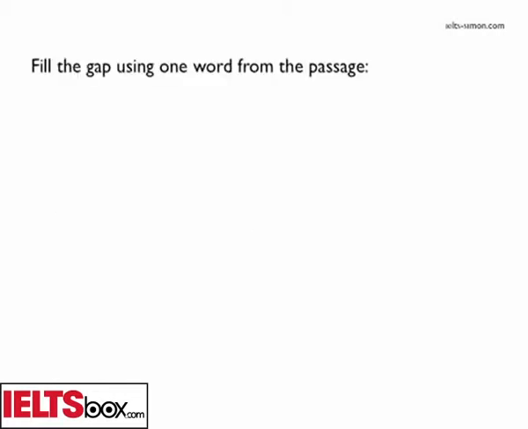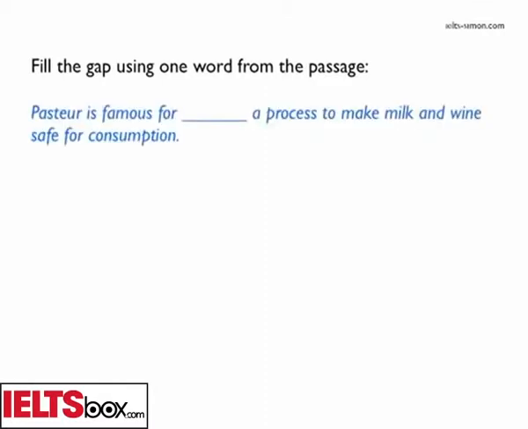Fill the gap using one word from the passage. Pasteur is famous for a process to make milk and wine safe for consumption. Before trying to get the answer, you need to make sure you understand the question, and you need to decide what to look for in the passage. To decide what to look for, you should highlight or underline the important words in the question. I call these words the keywords.